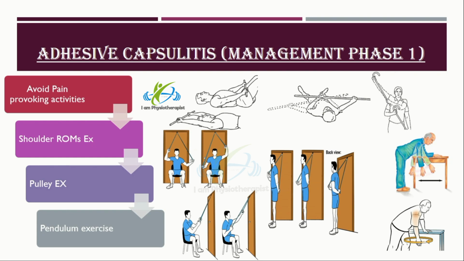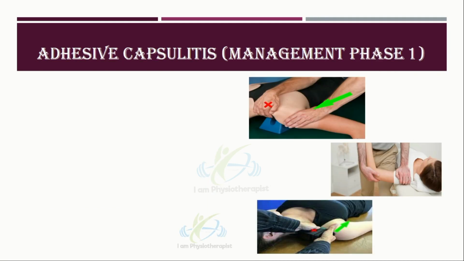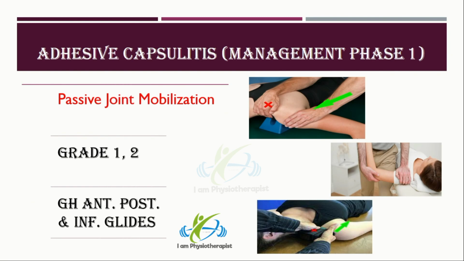Core exercises include pendulum exercise, passive supine forward elevation, passive external rotation with the arm in approximately 40 degrees of abduction in the plane of the scapula, and active assisted range of motion in extension, horizontal adduction, and internal rotation. Passive joint mobilization of the glenohumeral joint in grade 1 and 2.